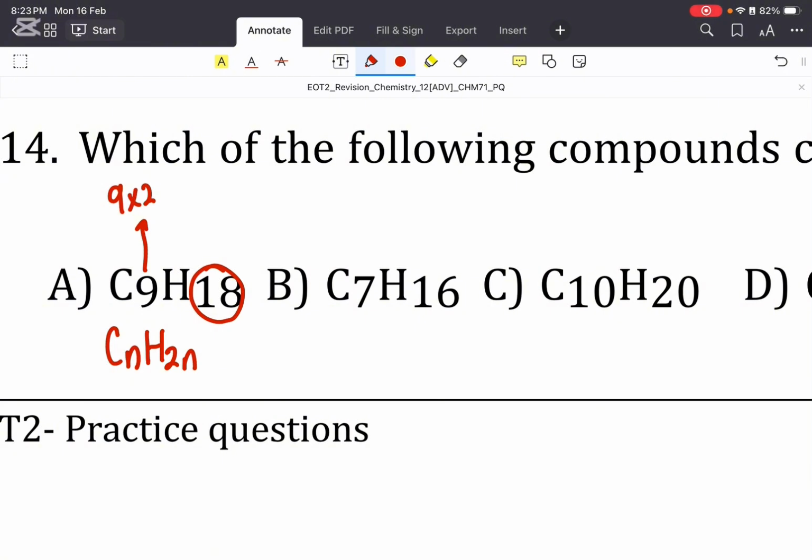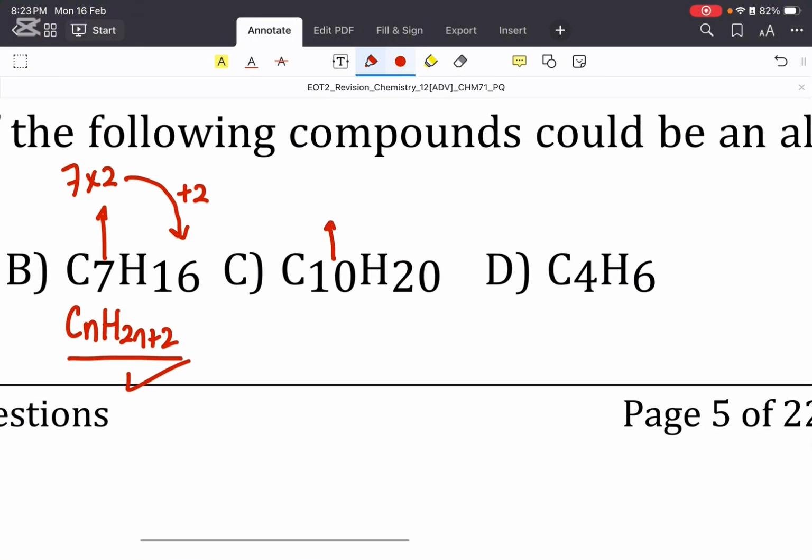Now, here's n. 7 times 2, that's a 14. But I see here a 16. It means they added 2. So this one follows the formula CnH2n+2, that's an alkane. N is 10. 10 times 2, a 20. And I see 20. So they applied this formula, they did not add.